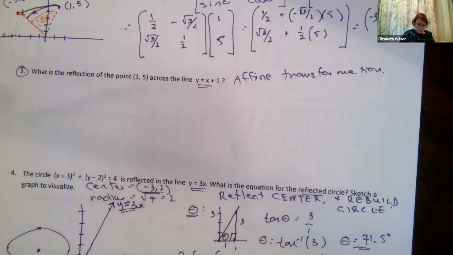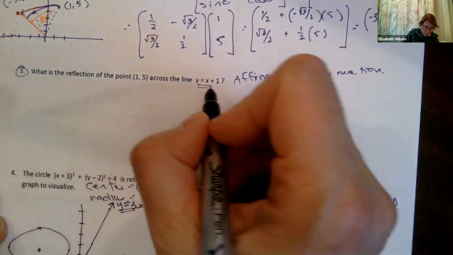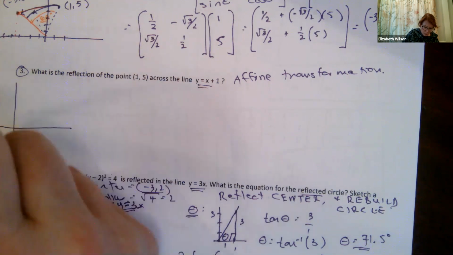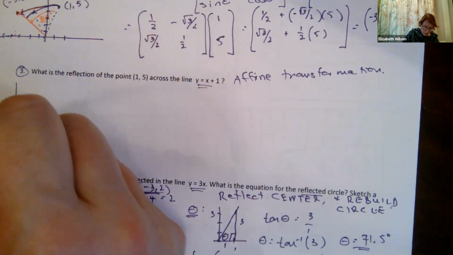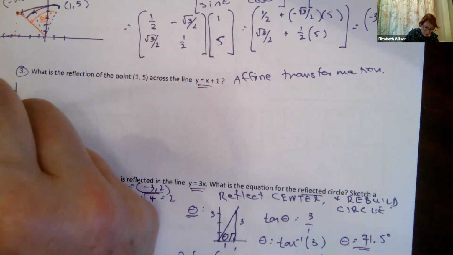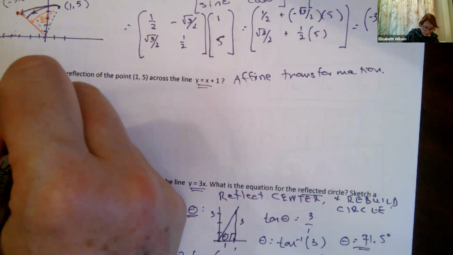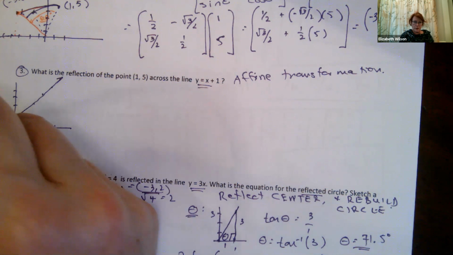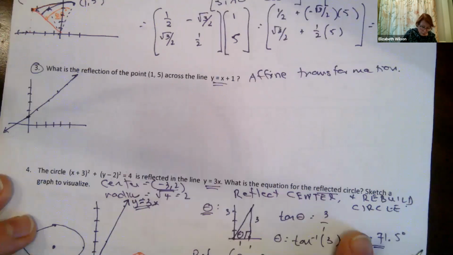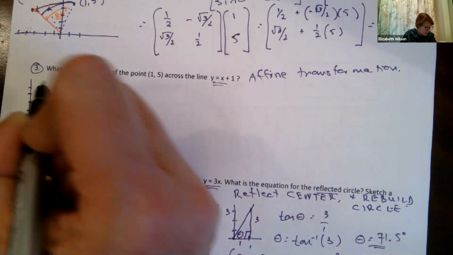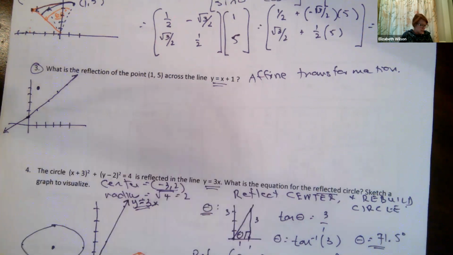Okay, so affine transformation. We've got the line y equals x plus 1, so I'm going to graph this out. My line goes like this. The line does not go through the origin, right? We can see that right there. And I need to project the point 1, 5. I want to reflect the point across this line here, so I need to figure out what that's going to look like.